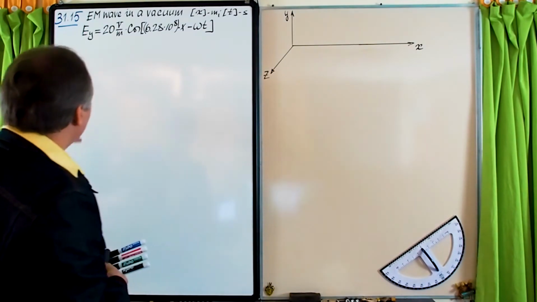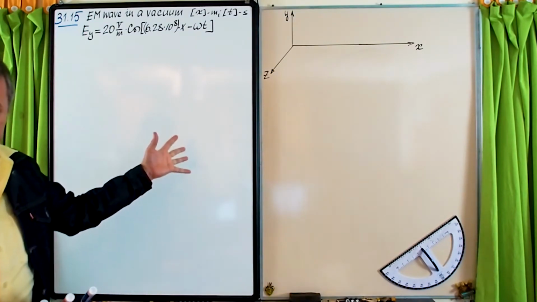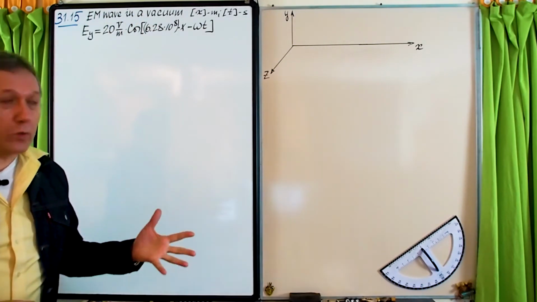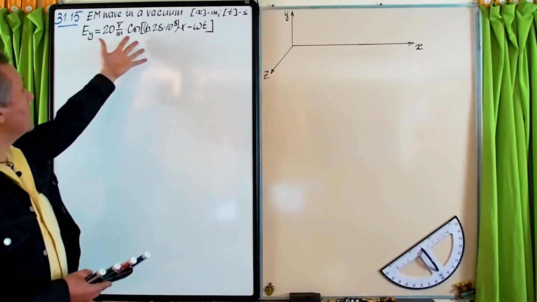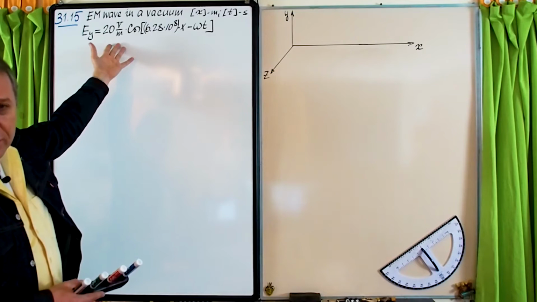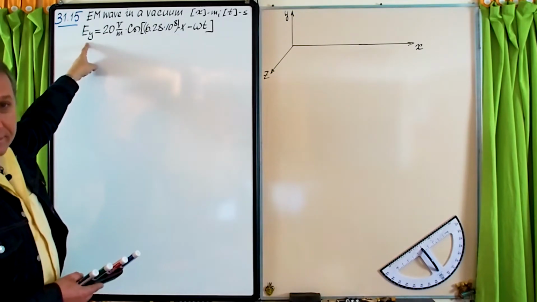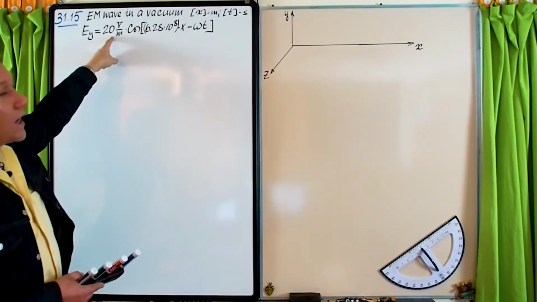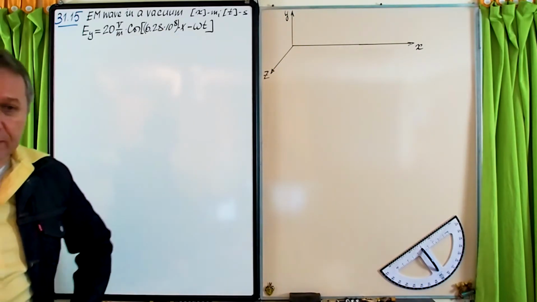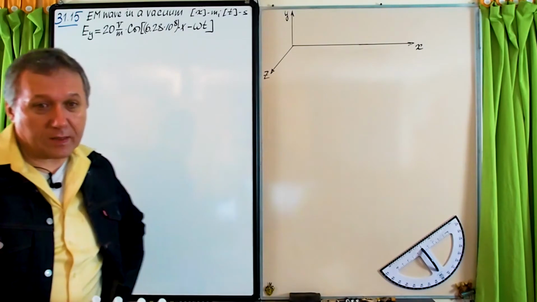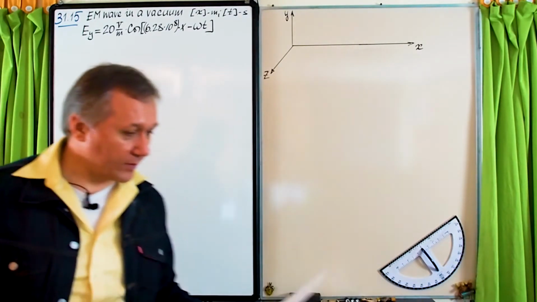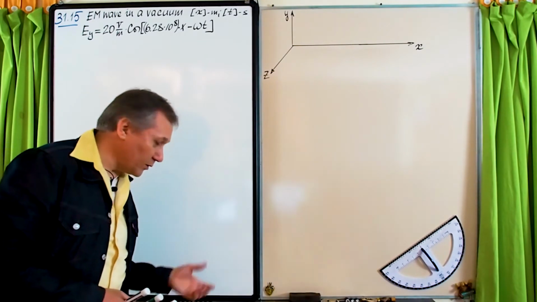So we have an electromagnetic wave propagating in a vacuum. What is given is basically a traveling electric field wave, E sub y, with an amplitude of 20 volts per meter, times cosine of (6.28 times 10 to the power of 8 x minus omega t). And we need to find a bunch of parameters. So what needs to be found?